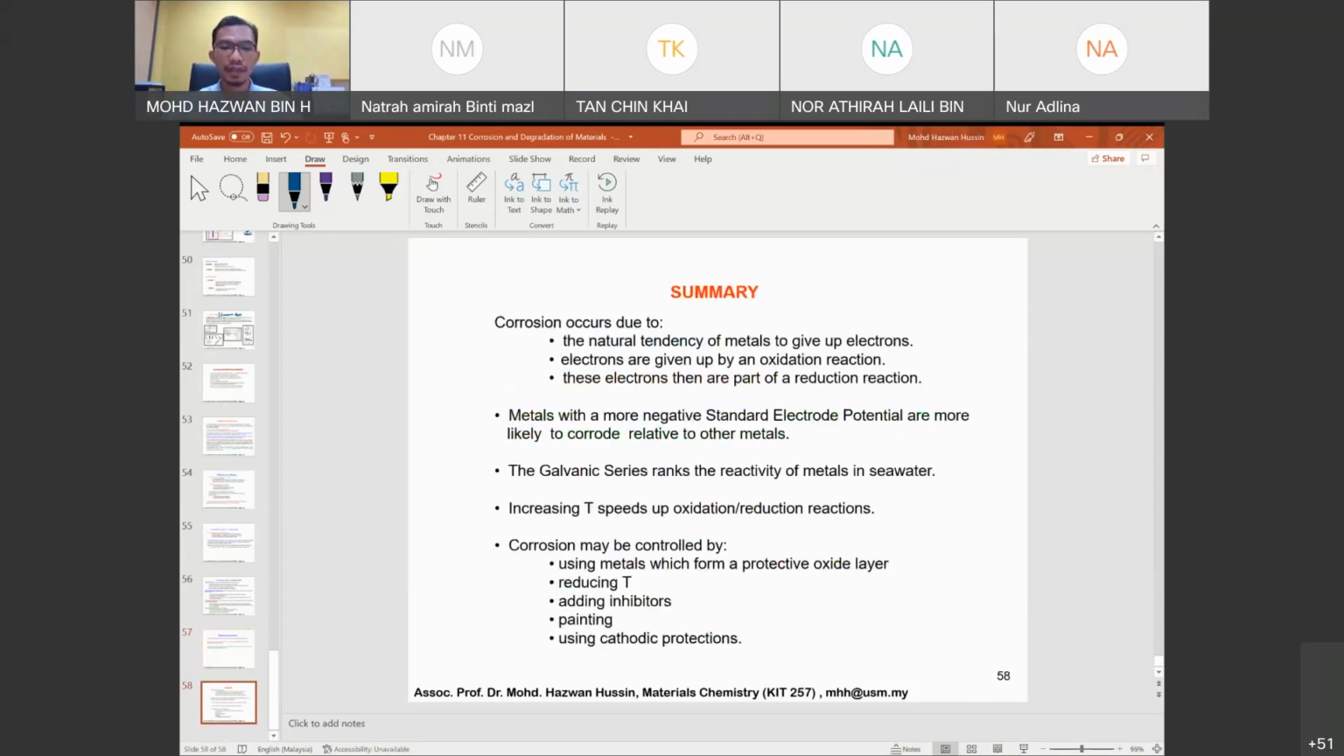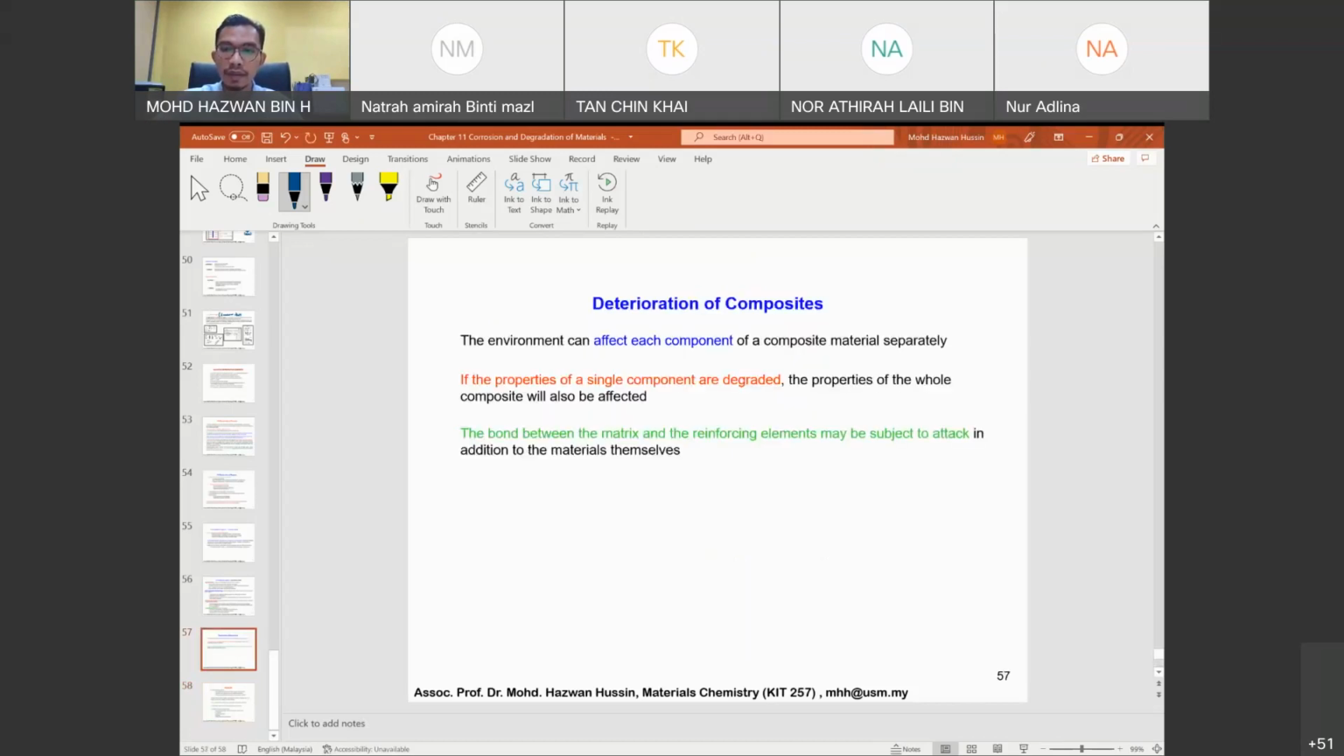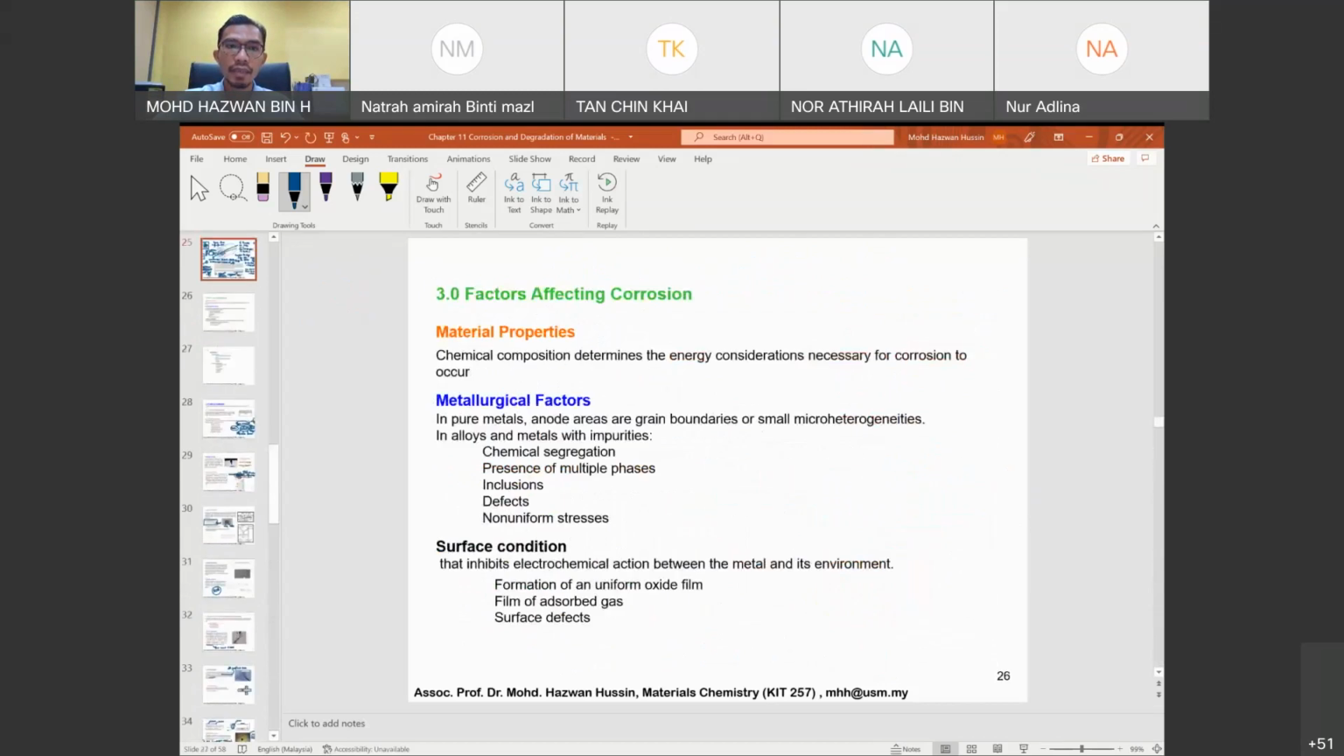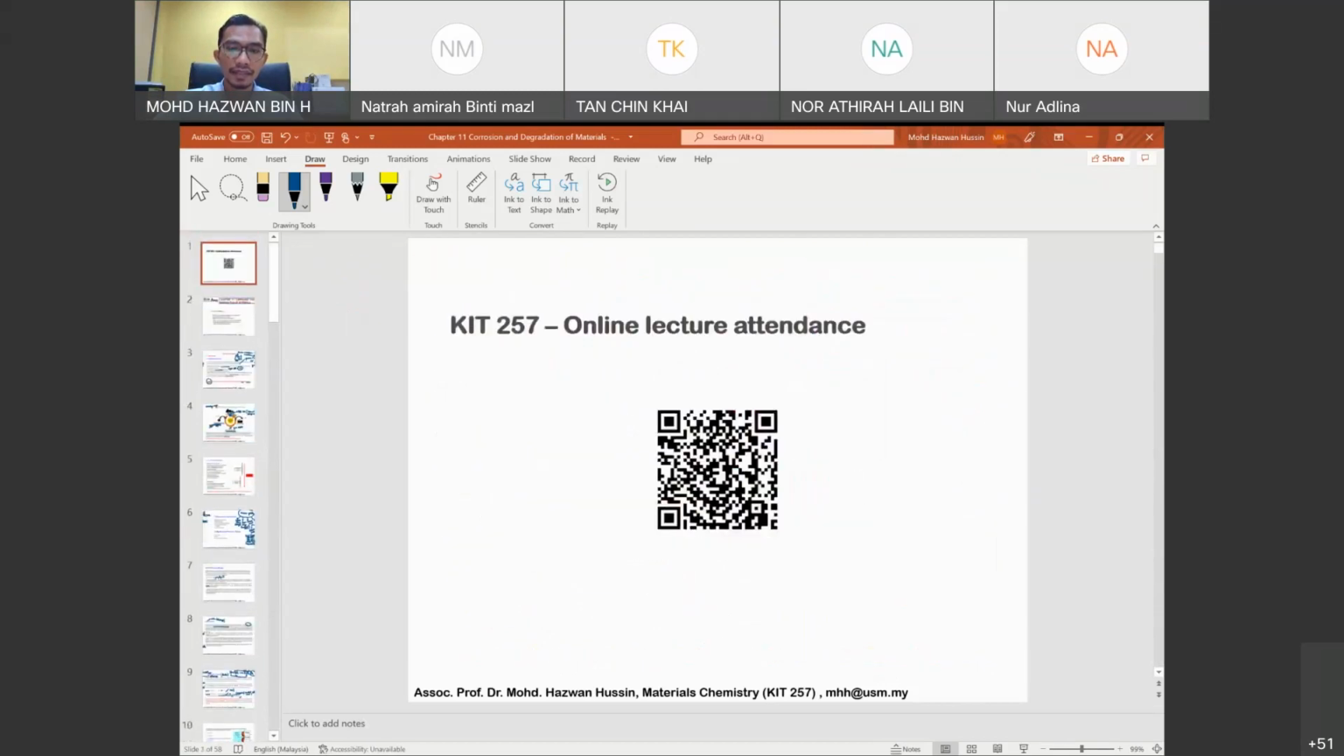So, Alhamdulillah, we finally finished chapter 11. We have learned about corrosion, of course, the definition, types of corrosion, how to calculate corrosion rate, corrosion protection methods, and also what actually causes the degradation of ceramics, polymers, and also composites. So that marks the end of our lesson for KIT 257.